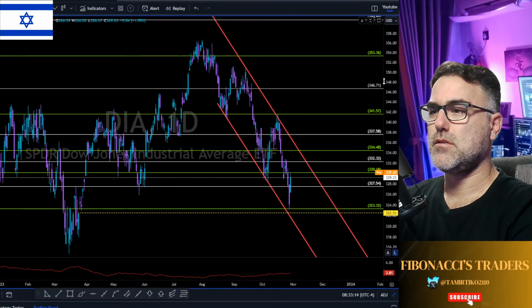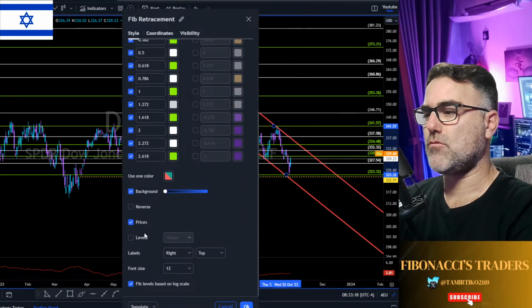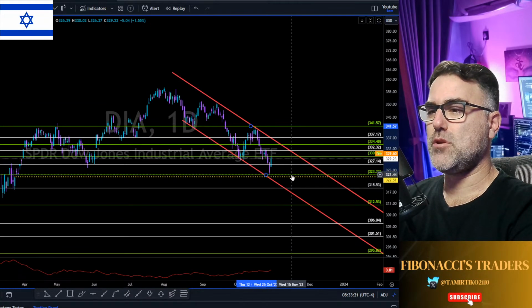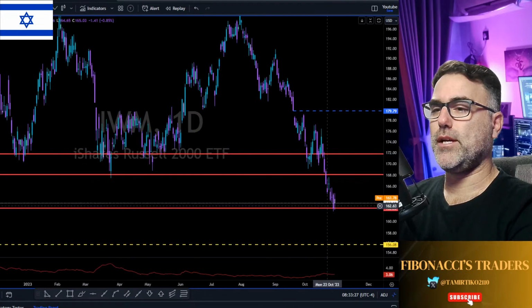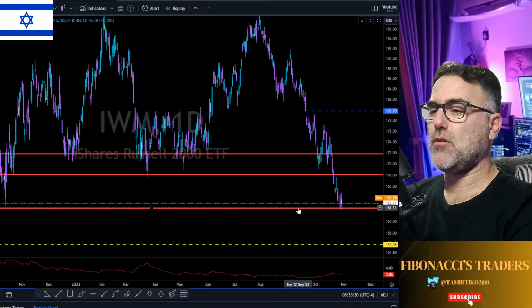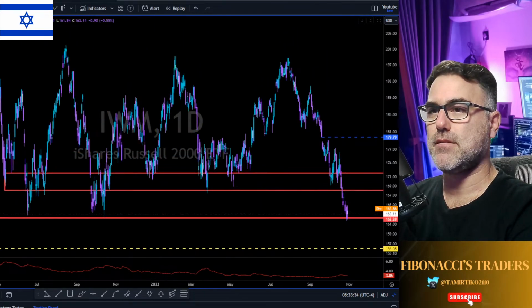Dow Jones, same thing. Inside this red downtrend channel, 323 is the support. We have a gap at the 322. IWM, holding above the 162, breaking below the 162, we are heading towards the 156 gap to the downside.